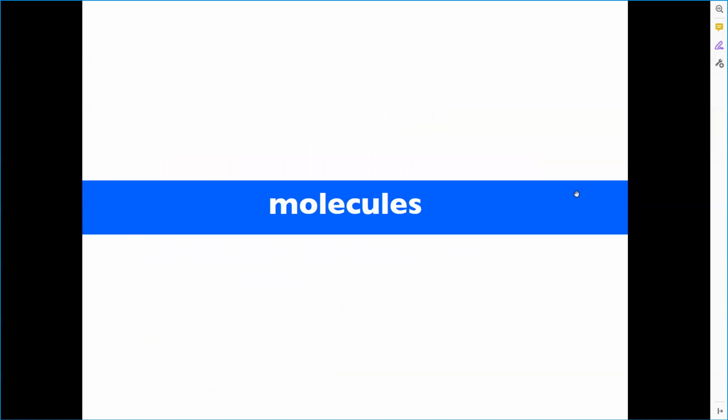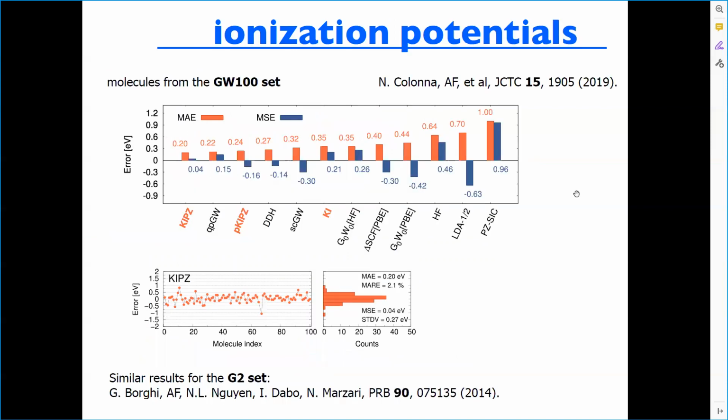Just on molecules. Later on, Nicola and Edward will probably discuss solids as well. The GW100 set has become quite popular in the GW community. It's 100 molecules where you look at ionization potentials and electron affinities. I think Nicola applied this also with different flavors of the Koopmans functional. Here you see KI, perturbative KIPZ and KIPZ. And as you see, basically, this method works very well. They are among the best methods compared to GW.